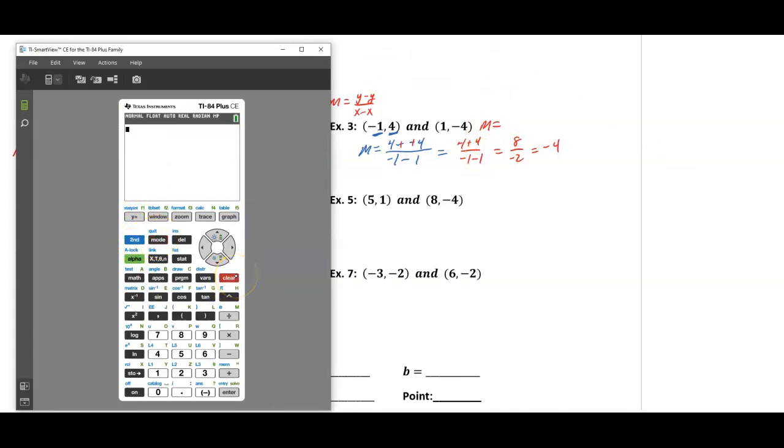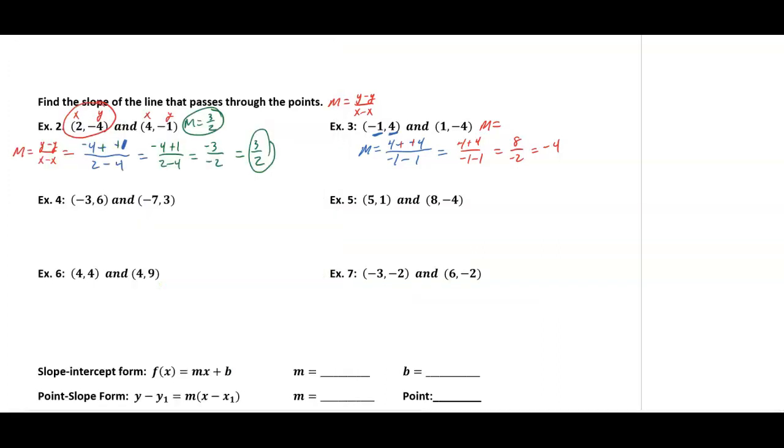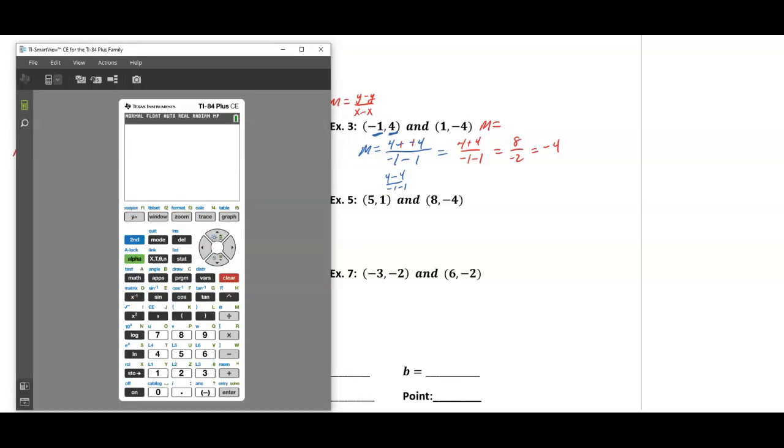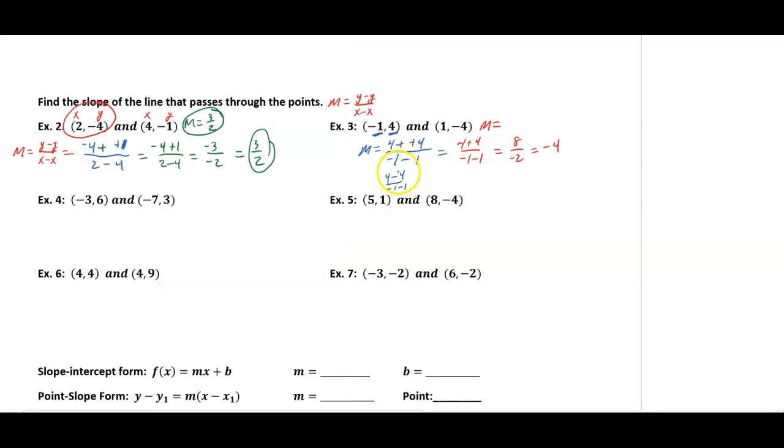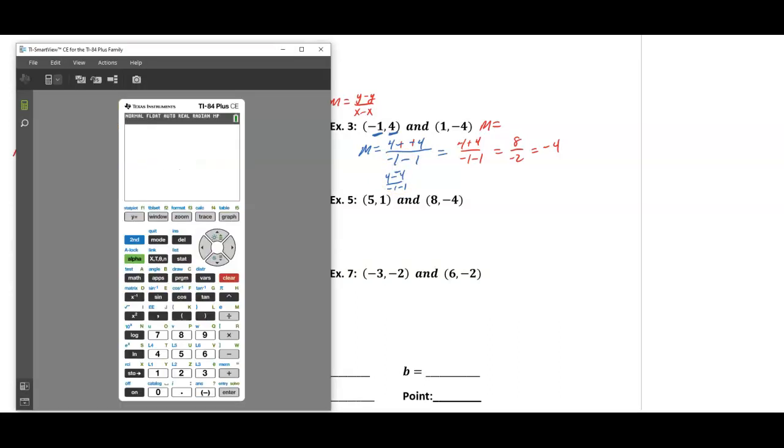So here's one thing I want you guys to see, right? I know at the beginning I had to do, right, 4 minus negative 4 over negative 1 minus 1. Guys, if you have the calculator, just plug it in the way you see it. So 4 minus negative 4, hit enter, you get 8. Negative 1 minus 1, right away you get negative 2. 8 divided by negative 2, hit enter, negative 4.